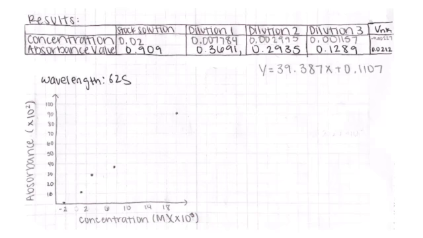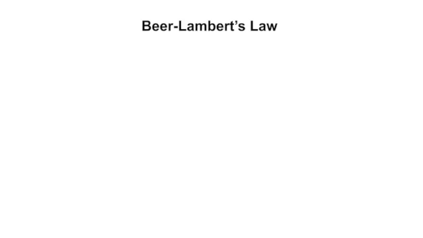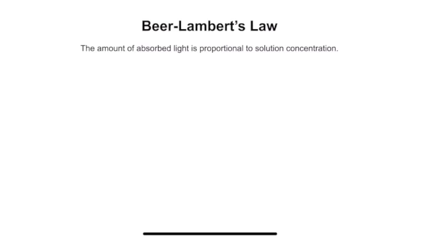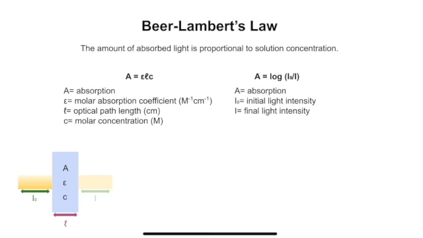When discussing spectroscopy, it is also important to discuss Beer-Lambert's law, which states that the amount of absorbed light is proportional to the solution concentration. There are two main formulas associated with Beer-Lambert's law. Since both formulas are equal to absorption, you can set them equal to each other to get this formula. Then, if you rearrange it, you can solve for the concentration.